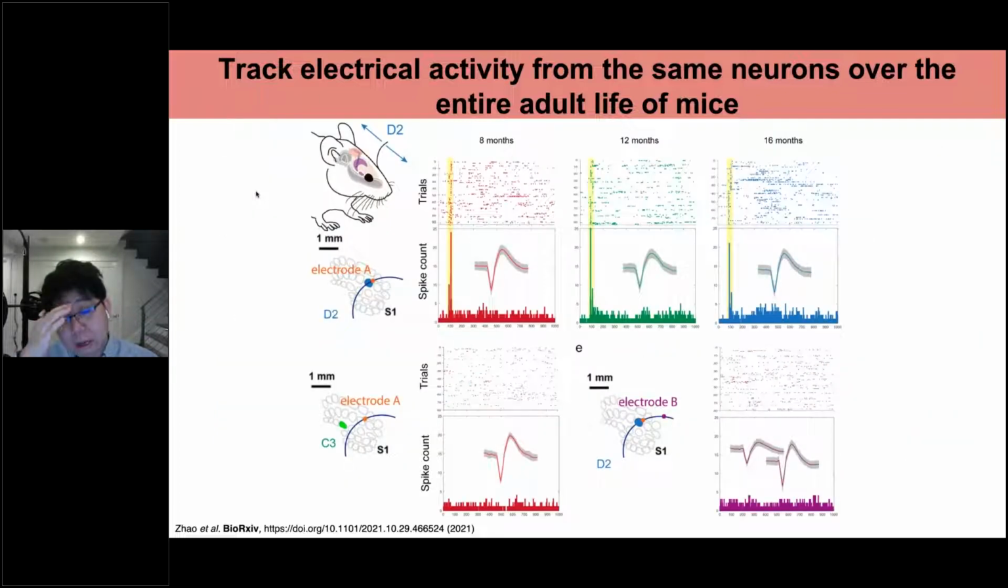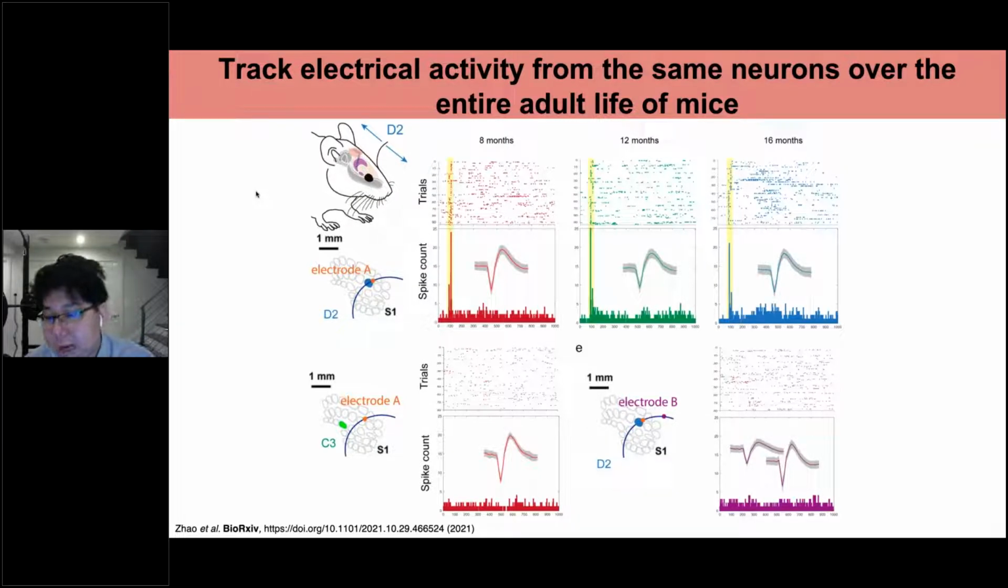And we also do this kind of behavior-related recording. We do the whisker stimulation, and there's one sensor at the D2 whisker. You can see that over these 14 months of implantation, it keeps showing the response to this D2 whisker stimulation. And importantly, if we stimulate another whisker, like the C3 whisker, which is close to this electrode, there's still no response.